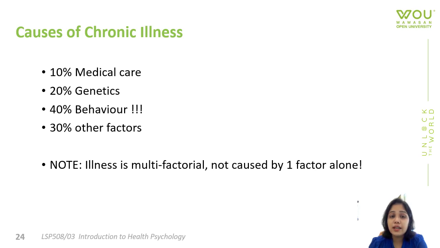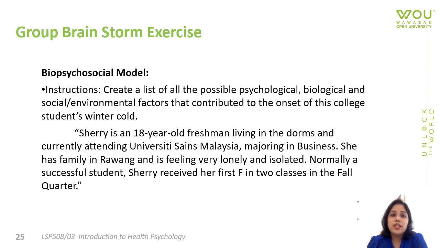At these points here, 10% is medical care, 20% is genetics, 40% is behavior, and 30% is other factors. So as you can see, 40% is the behavior of individuals. Now, chronic conditions can be improved if the behavior and adherence of individuals improve. So this is something that we could do in class to brainstorm on the biopsychosocial model.